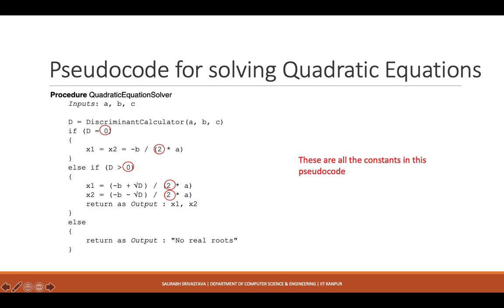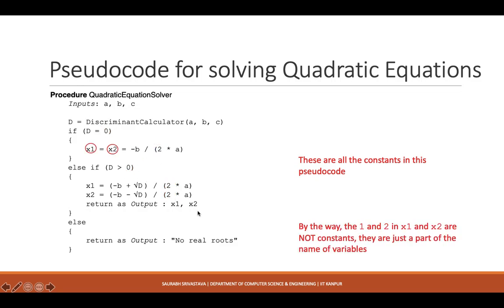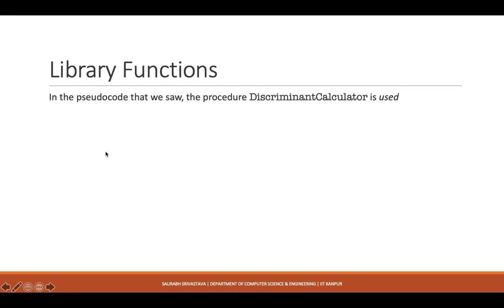And similarly, the constants here, you can already see 0 is a constant, 2 is a constant, again this 0, this 2, this 2, these are all constants, right? By the way, don't get confused with the 1 and 2 that are there in x1 and x2. These are just names of the variables. I could have actually named them xa and xb, or xp and xq. So these 1 and 2s are not really constants. They are a part of the name of a variable, right? So don't get confused here.